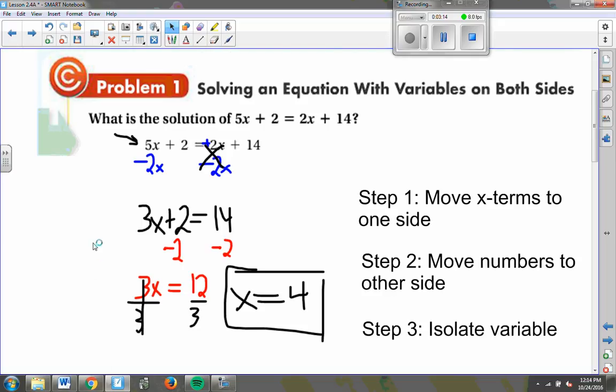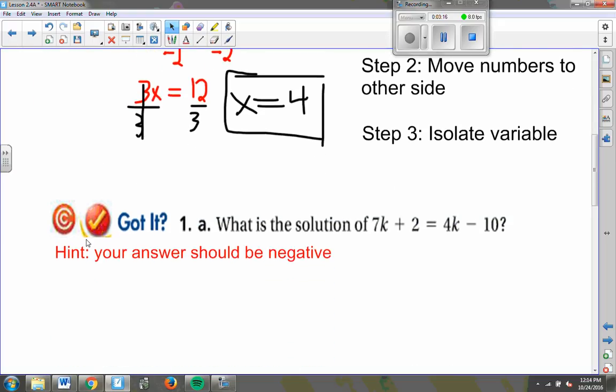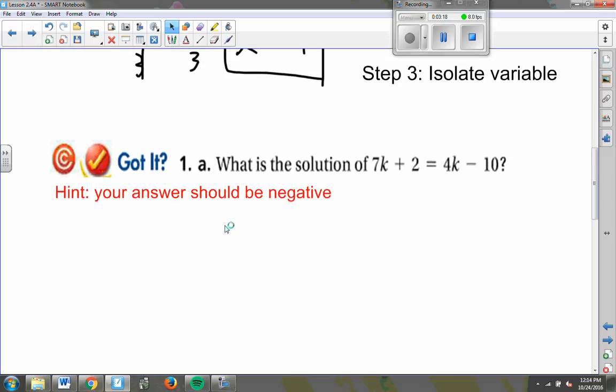Okay? I'd like you to try here. I have this equation, 7k plus 2 equals 4k minus 10. I'd like you to follow your 3 steps. Move these 4k's to the other side, move the plus 2 to the other side, and then isolate the variable by dividing. When you have it done, think you have your answer, come on back and I'll show you what we should get. Your answer should be negative.